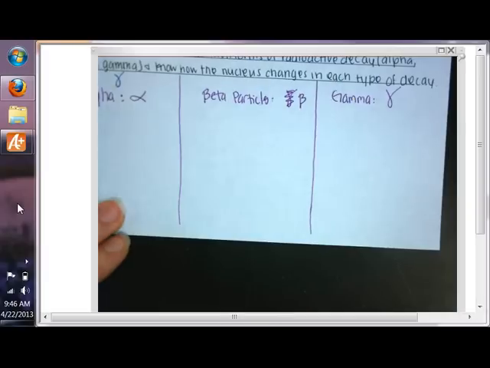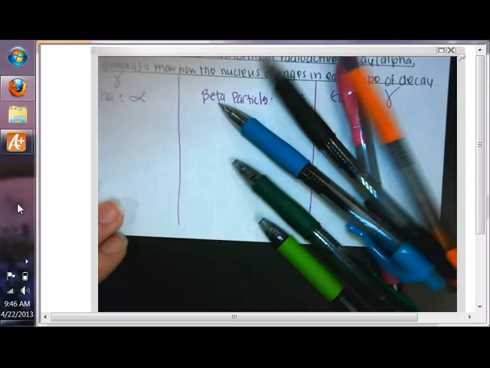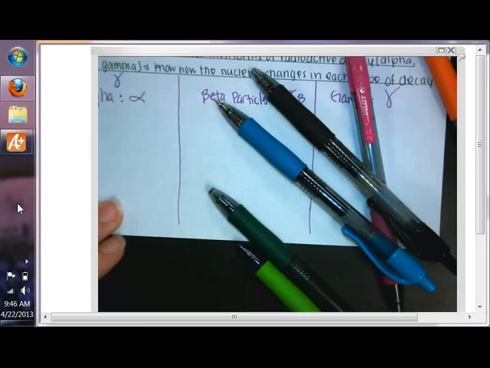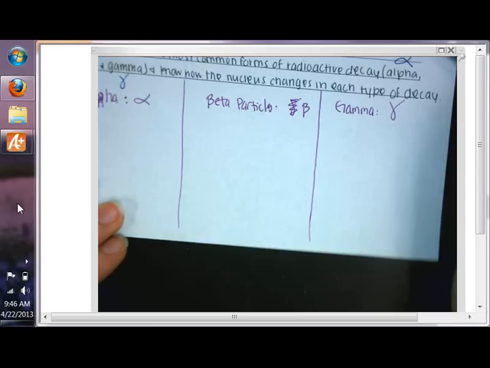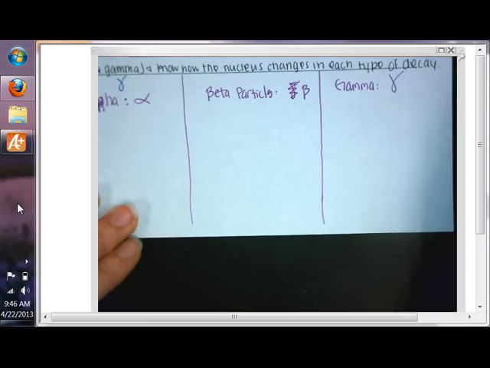Okay, gamma rays, gamma radiation is very, very strong. So in order to protect yourself, you need something like a lead bib, like you would if you had an X-ray, or you need a very, very, very thick concrete wall in order to protect yourself.